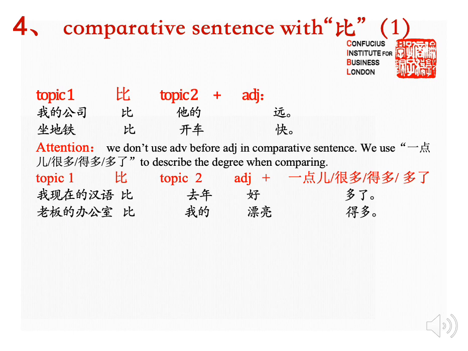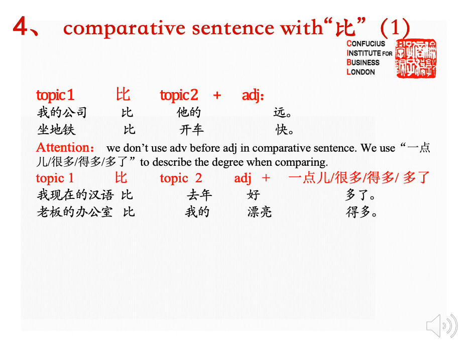So how to describe the degree when comparing? We use 一点儿, a little bit, and 很多, a lot, or 得多了, a lot, to describe the degree when comparing. So for example, still this basic structure, and we add the degree at the end.